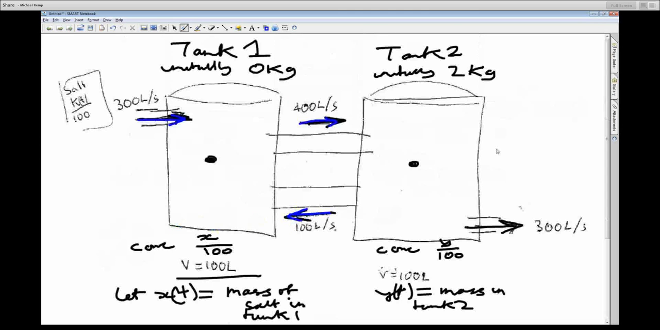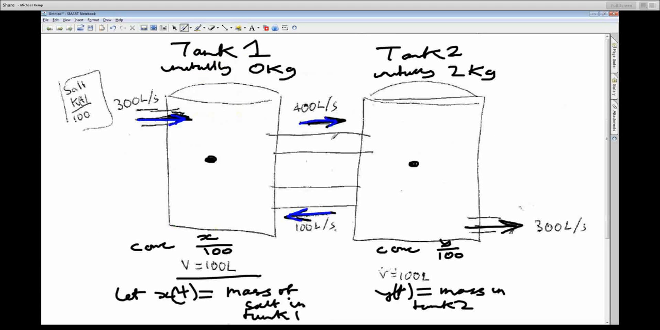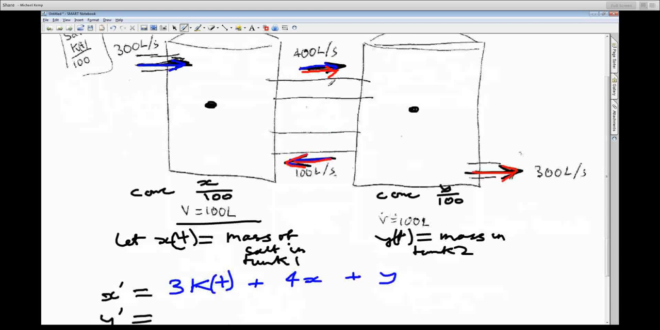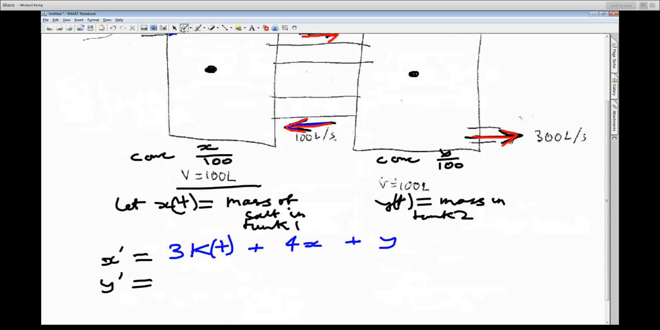So on the other hand, for tank 2, you've got some coming in and it's leaving at 2 different places. So you've got 4x coming in. Let's make it, how would I actually fix my mistakes up? That might be useful, isn't it?